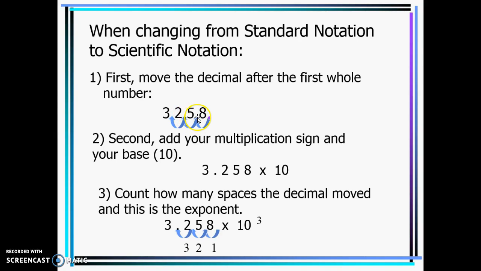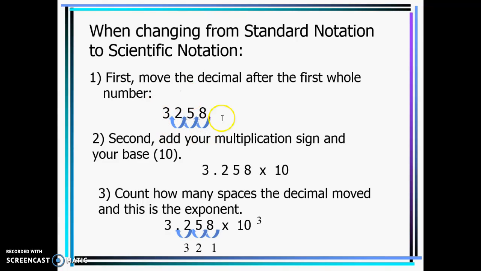If I put the decimal here, that number is now 325.8. That's very different from putting it in the back, making the number 3,258. So make sure that if you see a number without a decimal point, you know that it's in the back.